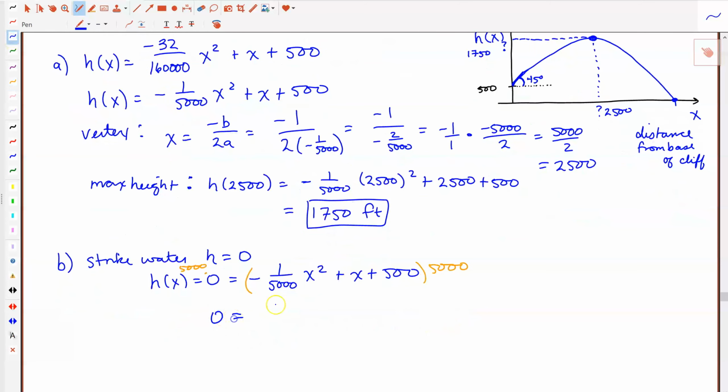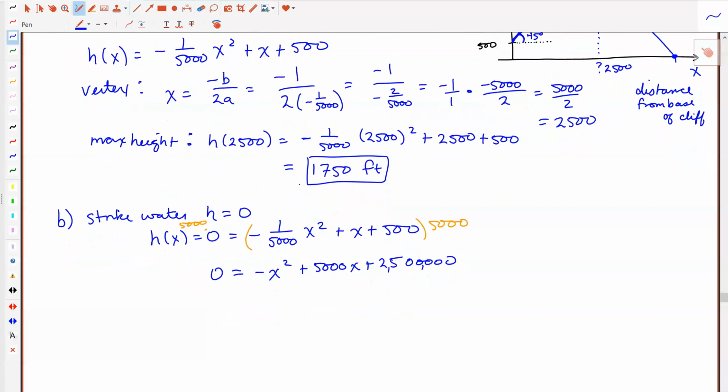So then I'll get 0 is equal to negative x squared plus 5,000x plus, and then, oh geez, on this side, we'll get 25 with 5 zeros after that. So is that 2,500,000? Right, so big number. But at least at this point in time, if I use this in my quadratic formula, my a value is negative 1, my b is 5,000, and my c value is this 2,500,000. So let's go find out what this x value is that would make this thing true.